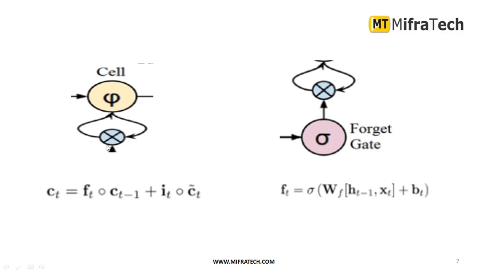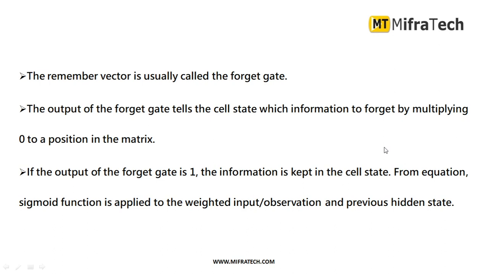So this is the cell state I told you about. The cell state equation is below. There is the equation you are seeing, right? This is the equation of the cell state, and on the right side is the forget gate. Below is the sigmoid function or equation of the forget gate. Here the vector which decides what to remember we call the forget gate. The output of the forget gate tells us which cell state information to forget, by multiplying by zero in the matrix, like which information we should forget or which information we should remember.